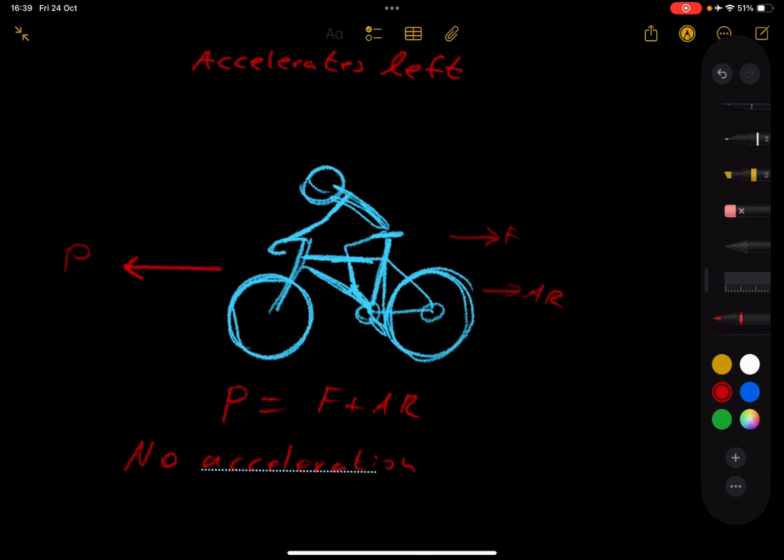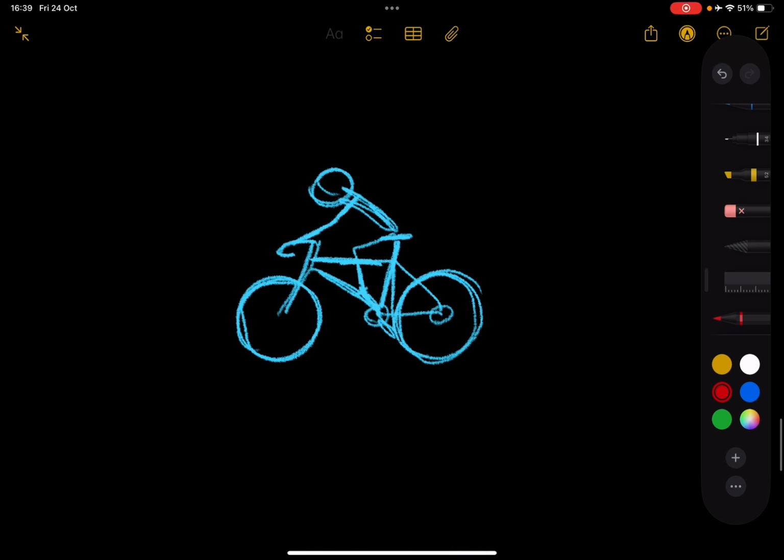You can't get any faster without suddenly increasing your pedaling force. If you imagine riding gently along on the bicycle at a constant speed, and you want to go faster, you've got to increase your pedaling force. If you want to go faster again, you've got to increase your pedaling force until you get exhausted. Now, he stops pedaling.